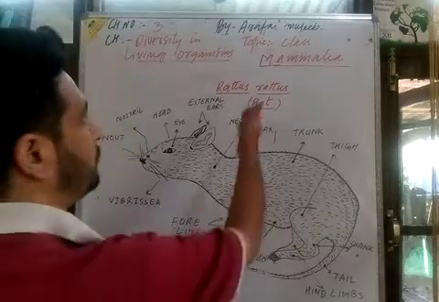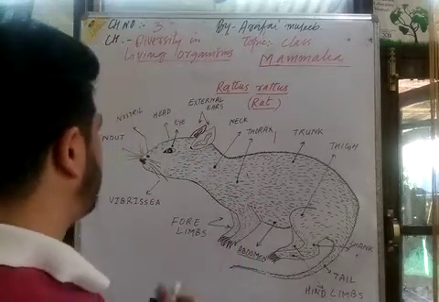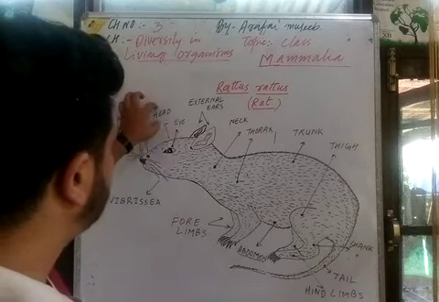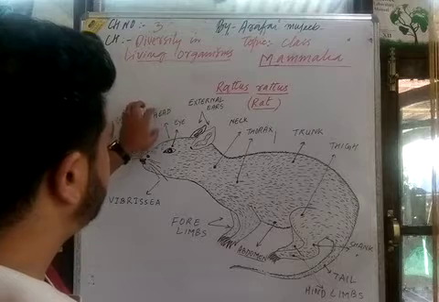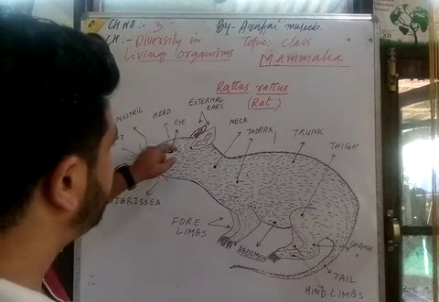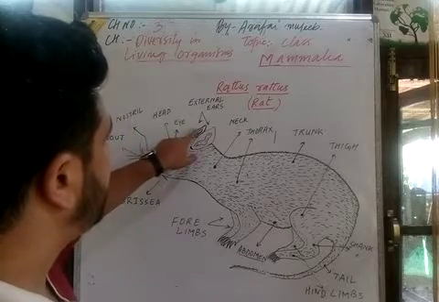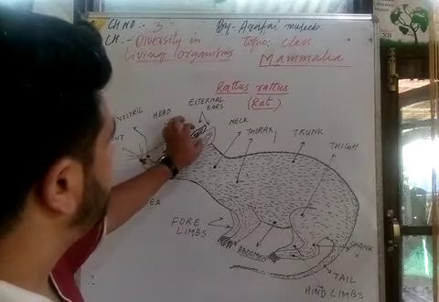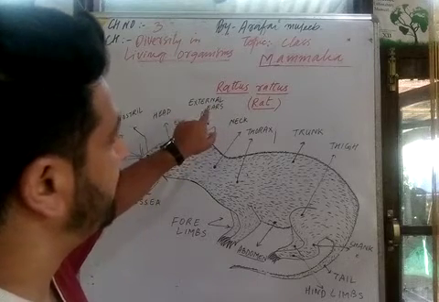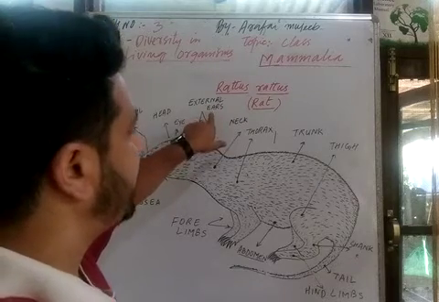This organism belongs to the class Mammalia, and this is the head. The head bears a pair of eyes, here at this side. And in the head there are external ears. It is an important feature of the class Mammalia: they have the presence of external ears.